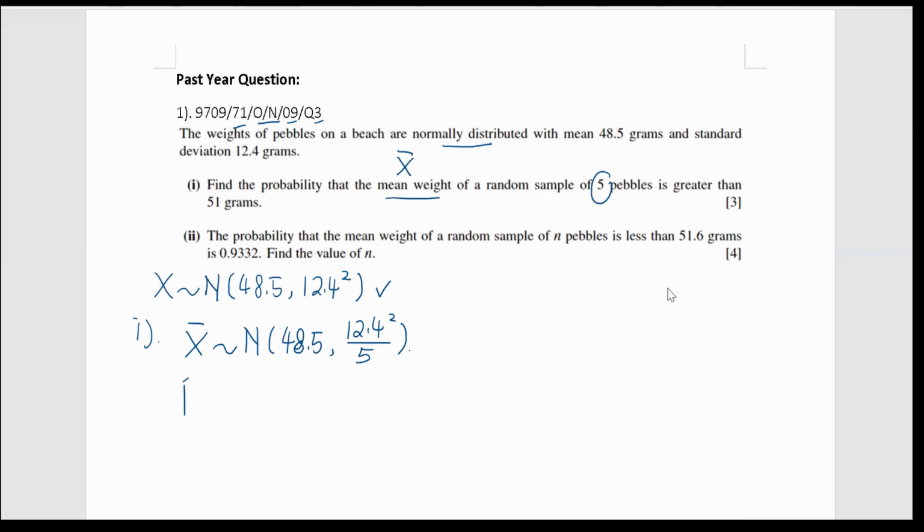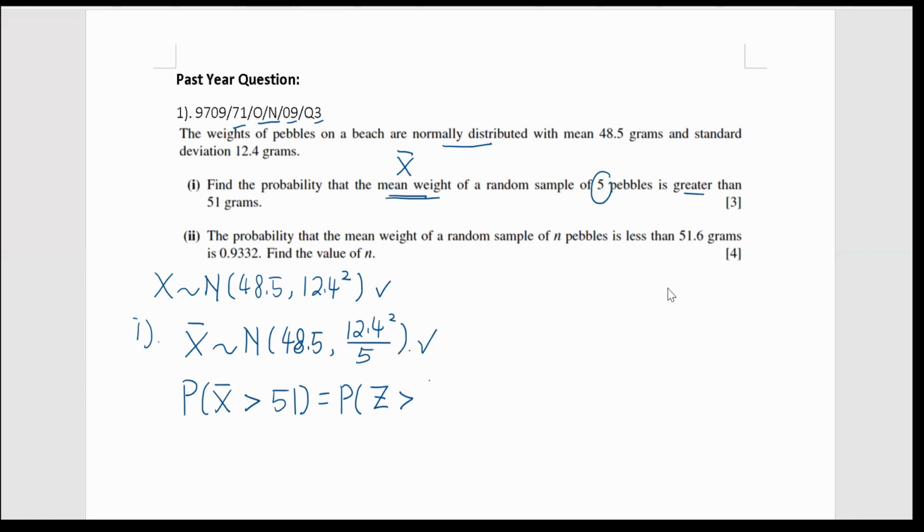And then we are trying to find the probability that X bar, the mean weight of a random sample of 5 pebbles, is greater than 51 grams, right? So now we are going to use this sample mean distribution. And since it is a normal distribution, in order to find the probability, we have to perform standardization.